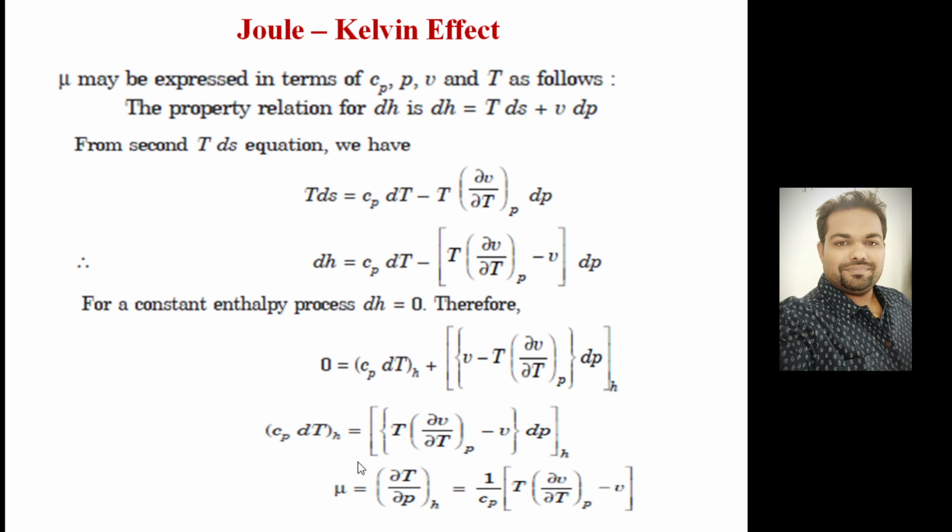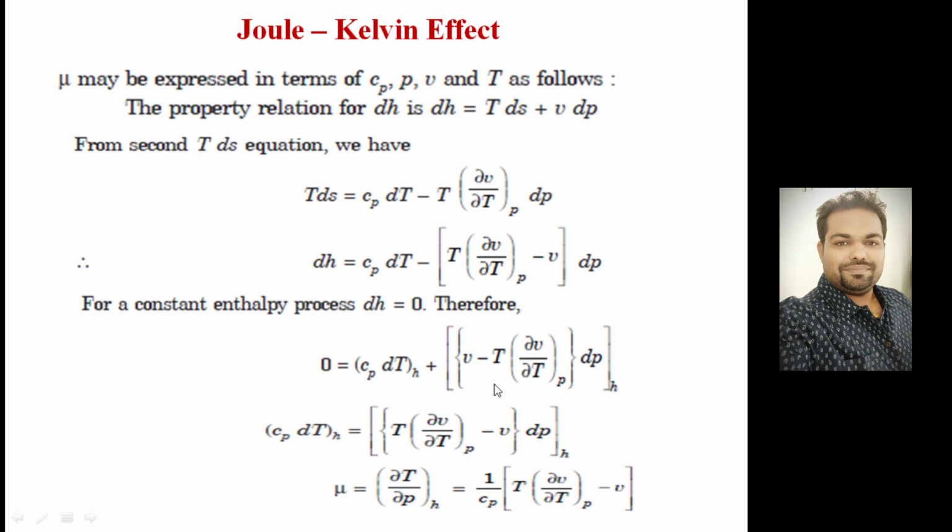So the Joule Kelvin coefficient is defined as dou T by dou P at H, right? So dou T is already available, so we can divide this entire equation by dP, right? And we can get the Joule Kelvin coefficient. So mu is equal to dou T by dou P. If you do this, dou P will go out. So whatever term is there divided by Cp is nothing but the Joule Kelvin coefficient. This is here.